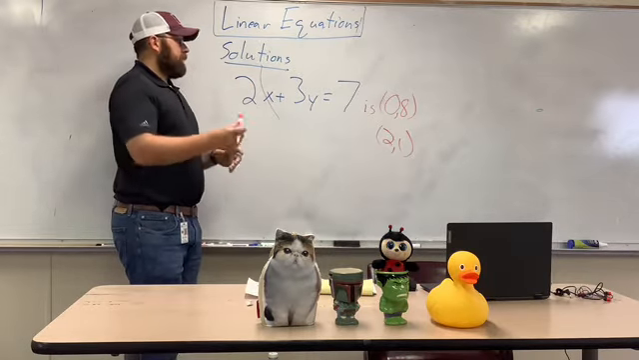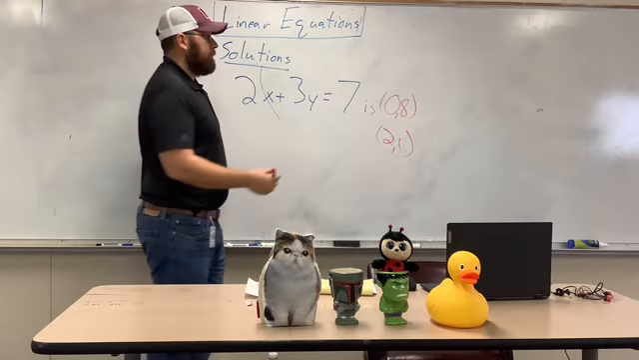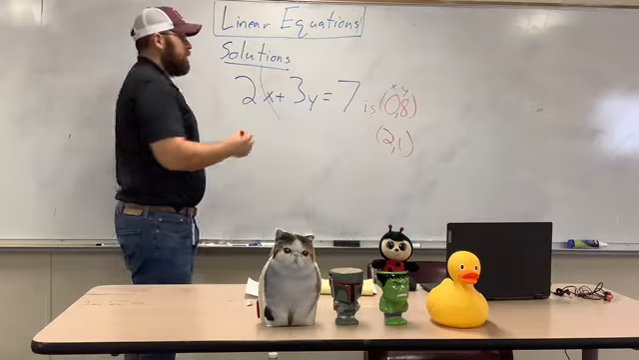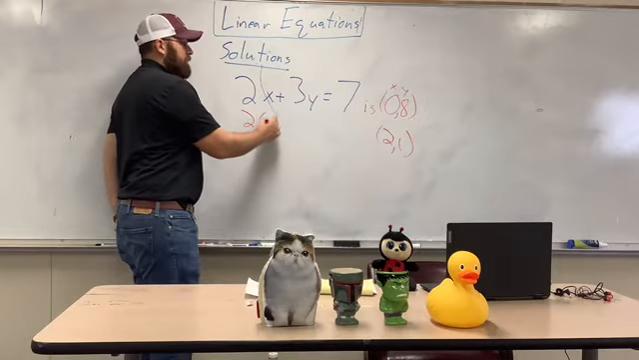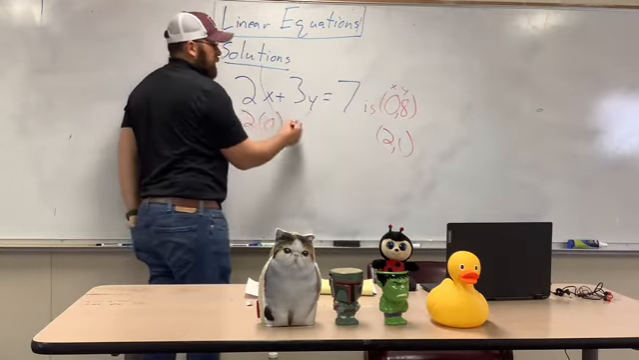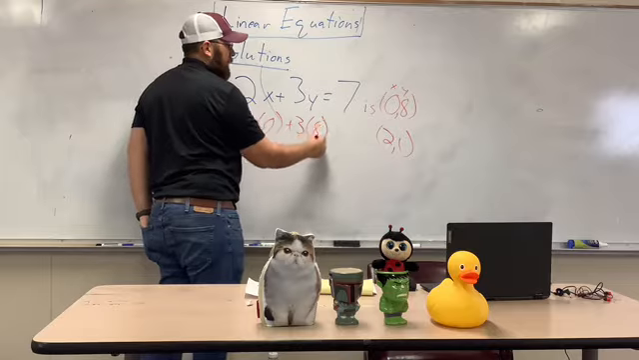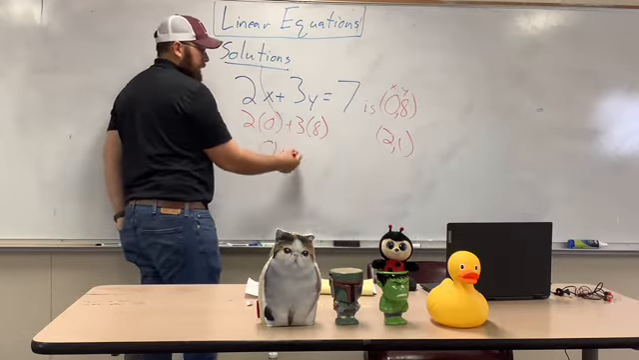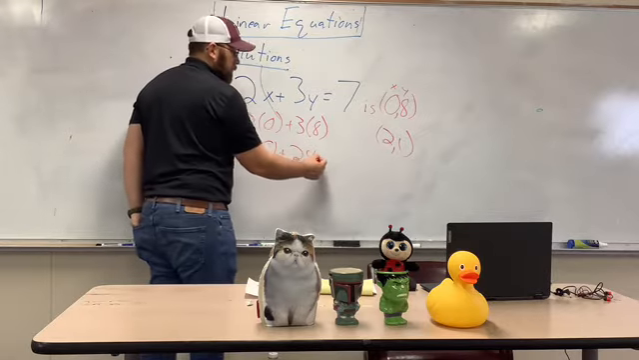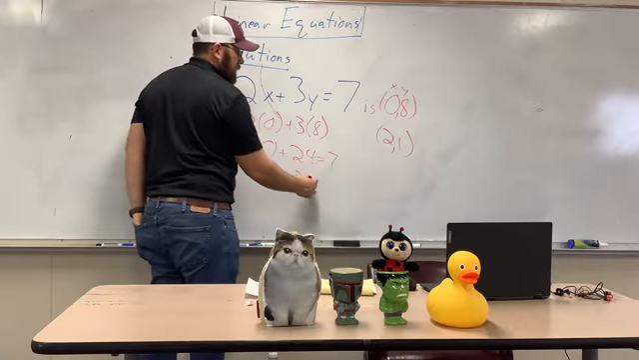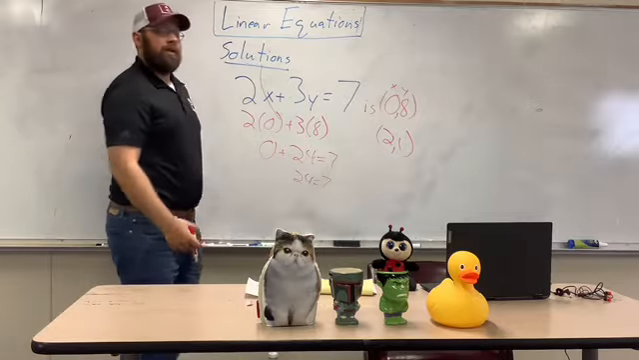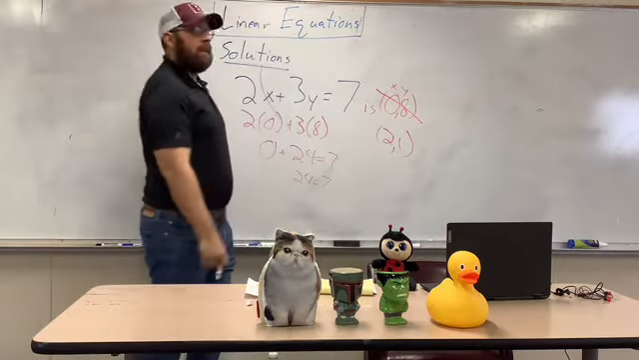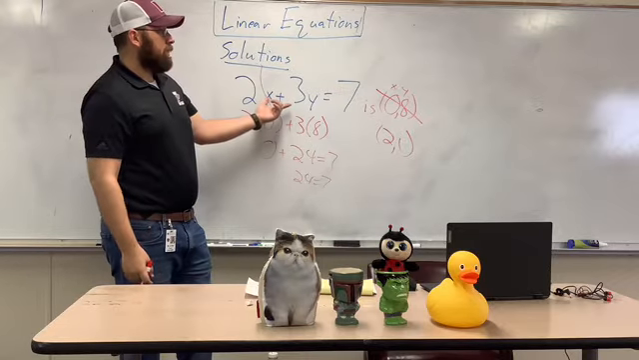Okay? So all I do is plug it in again. So I have x and y. I plug in 0 for my x. Then I plug in 8 for my y. 2 times 0 is 0. 3 times 8 is 24. So does 24 equal 7? No, it does not. So that is not a solution. It will not be on the line when we graph this.